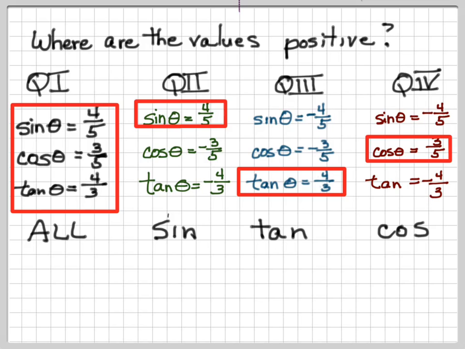Okay, let's figure out a little way to remember this. If I draw my quadrants, and I start with quadrant 1, that was all, so I'm going to put an A in there. In quadrant 2, just the sine was positive, so I'm going to put an S there. In quadrant 3, the tangent was positive, so I'm going to put a T there. And in quadrant 4, the cosine is positive, so I'm going to put a C there.